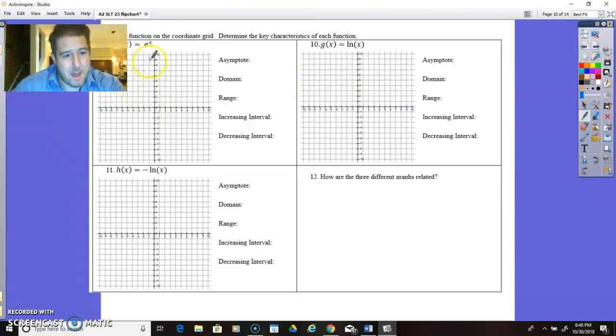Same thing goes when it's base e. Now keep in mind that e is about 2.718. So it should not shock you. Anything to the 0 power is 1, and e to the first power is about 2.7. So it should not shock you. That's going to look a little bit like that.